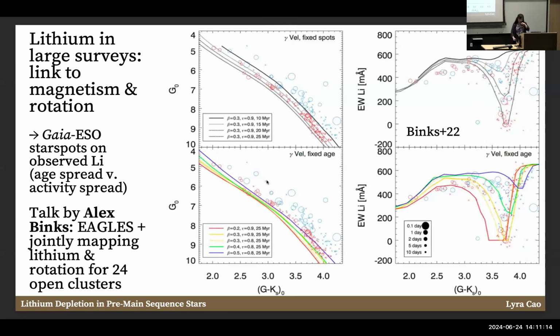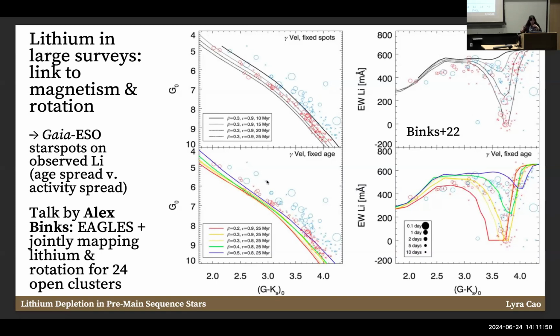I also wanted to talk about how we disentangle the impact of magnetism and rotation. This is work done by Alex Binks. On the left-hand side, these are color magnitude diagrams with a whole host of different magnetic field strengths, basically star spot filling fractions. On the right-hand side, these are lithium depletion patterns. On the top, we can see that this is at fixed star spot filling fraction varying the age. On the bottom, this is at fixed age with different star spot filling fractions.